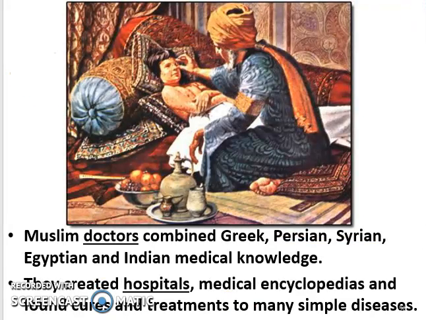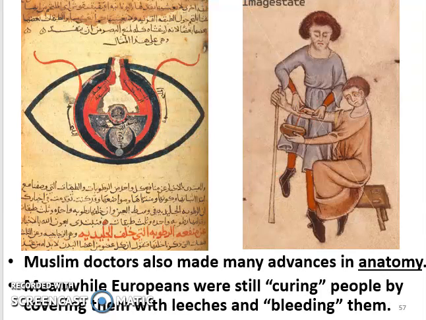Muslim doctors combined Greek, Persian, Syrian, Egyptian, and Indian medical knowledge together to treat the sick. They also created hospitals, medical encyclopedias, and found cures and treatments to many simple diseases. So they did a lot of research into diseases and how to treat them, and then they wrote those down and taught others how to do those treatments as well. Muslim doctors also made many advances in anatomy. Anatomy is the study of the human body.